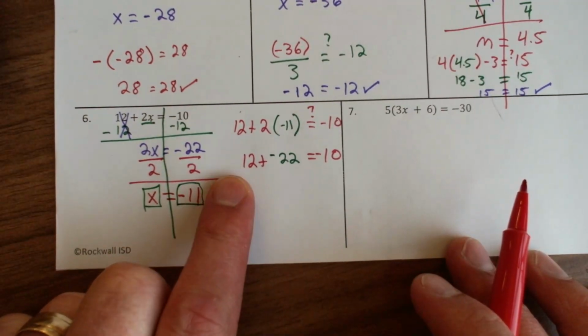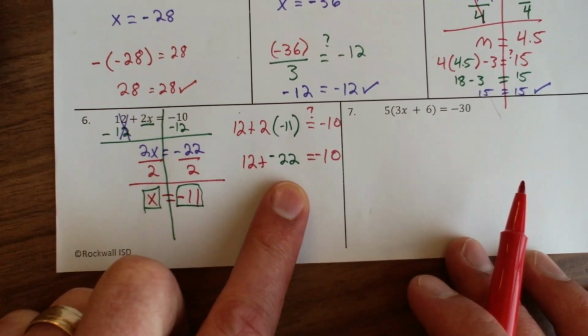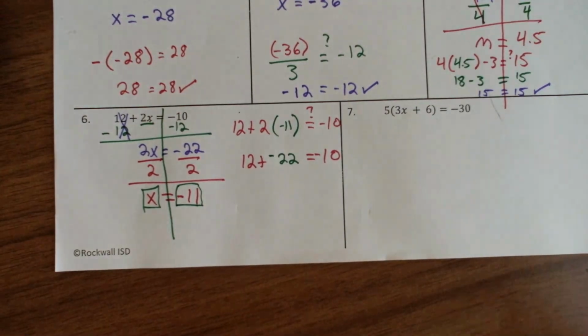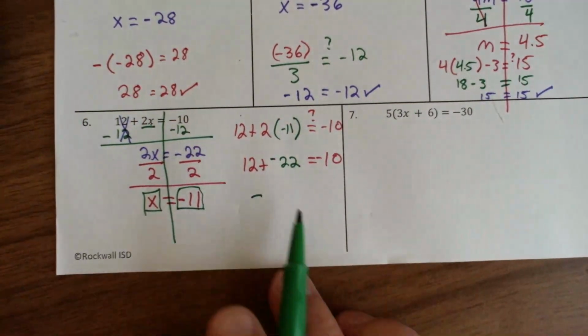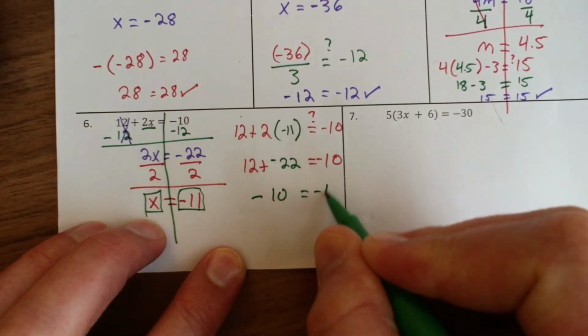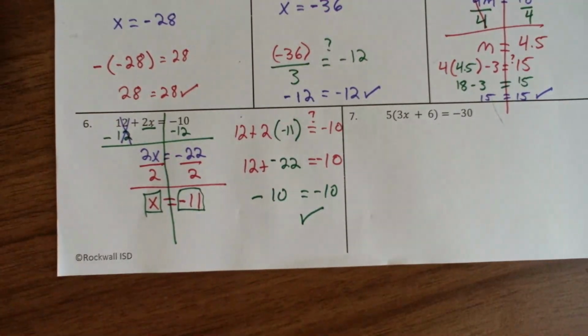12 plus a negative 22. So if I'm at 12 and I take away 22, I know that my answer is going to be negative. 22 minus 12 is 10. So I end up with negative 10 on both. So my answer is correct.